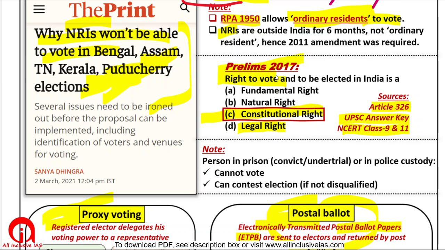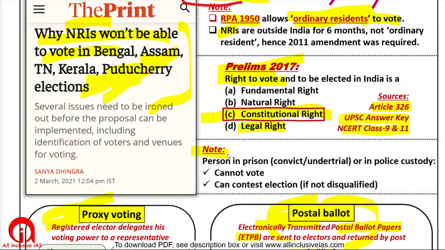our constitution makers gave each adult the right to vote. Okay, whether you are Ambani or you are a beggar on the street, it doesn't matter. The voting value of both is equal. Okay, it is your constitutional right.